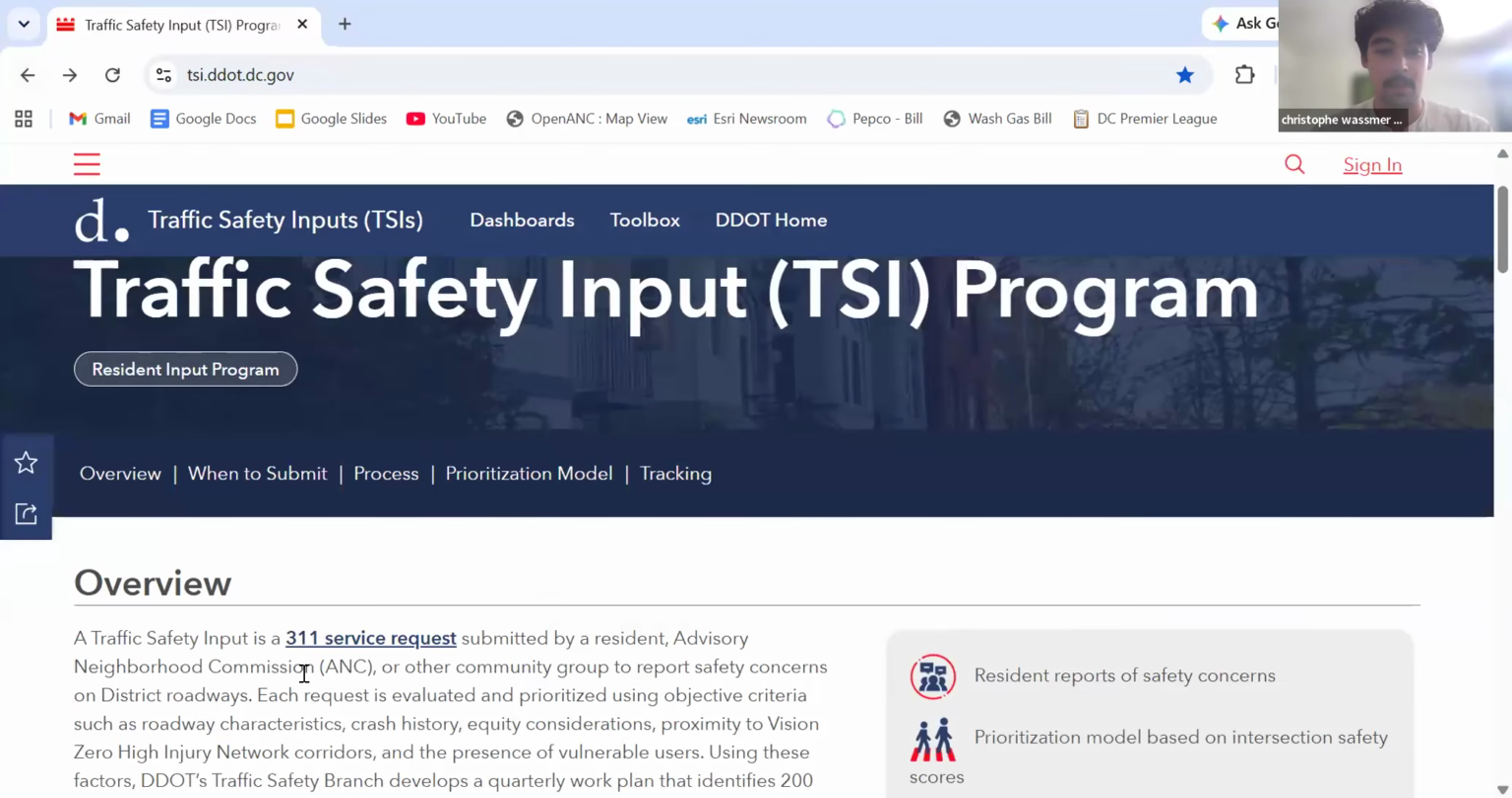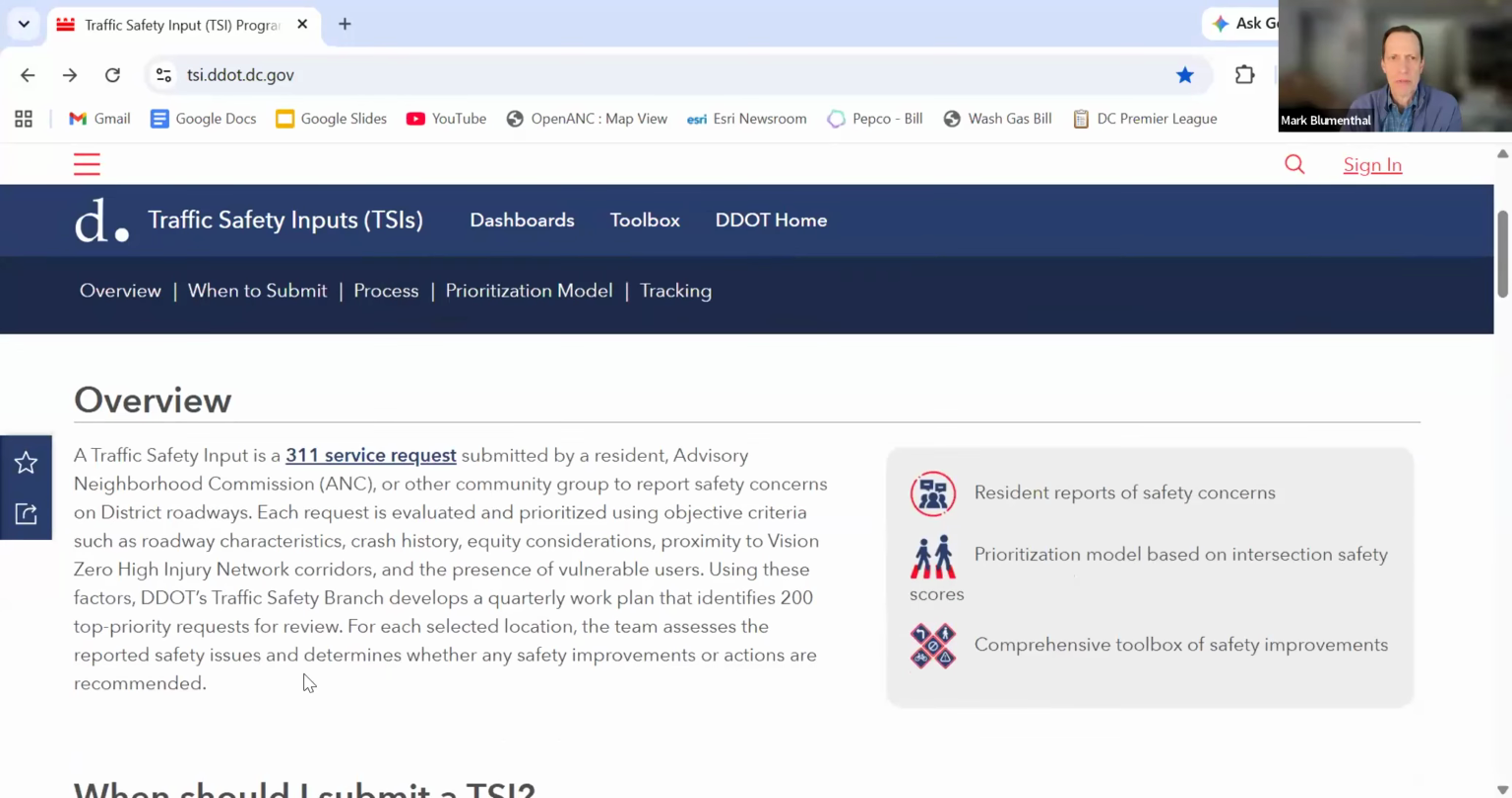So if the request is a speed hump, my understanding is that triggers a requirement of essentially a petition on that block or a vote on that block. How does that work? Is that something DDOT initiates once the 311 request is submitted? I'm not sure where that is written, but that is not our process anymore for speed humps.